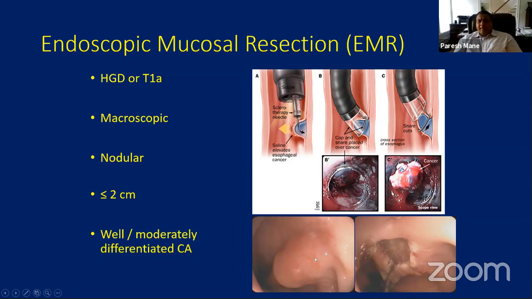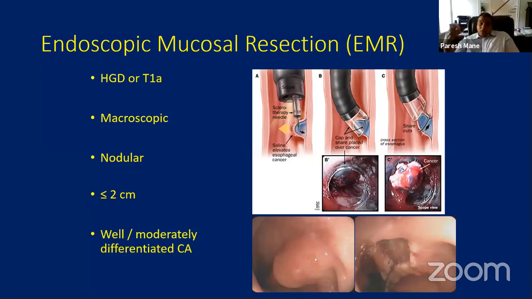They're pushing the boundaries of what can be done via EMR. So typically one would have said, you've got to do an EMR if the lesion is less than 2 centimeters, but nowadays they'll end up resecting even 7-8 centimeters worth of mucosa sometimes. And then they'll send it to pathologists to look at closely.